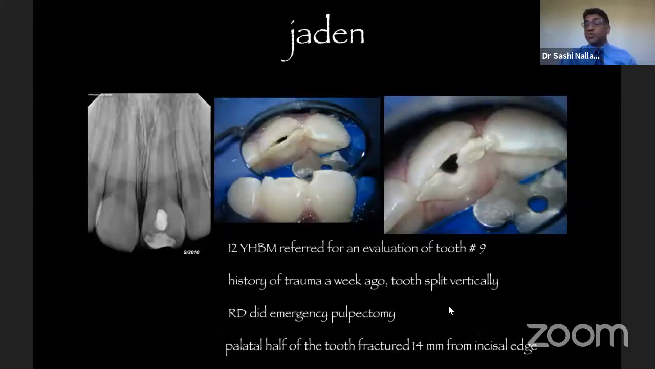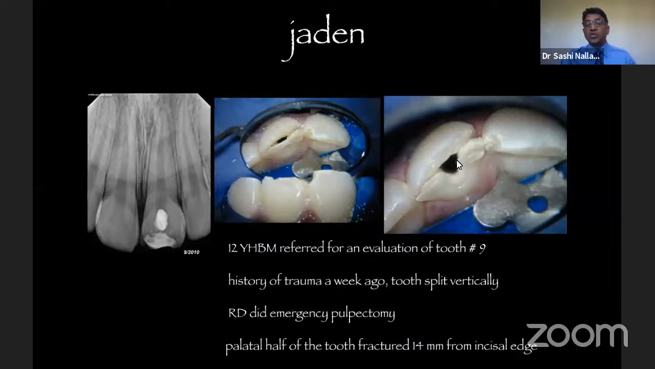One last case I want to show you before my time runs out. I have another 2 minutes. This is Jaden, who is a 12-year-old boy, young fellow, who fell, hit his tooth, and cracked his central incisor. As you can see here, the tooth vertically split. You can see the split on the palatal side, right?